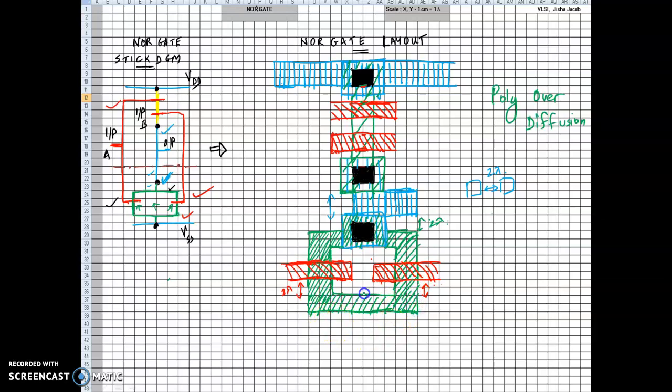Come with me. Right. So we are done with the end diffusion part. That is the shorting of the source and drain. Okay. Now let's keep going. What is up next here?